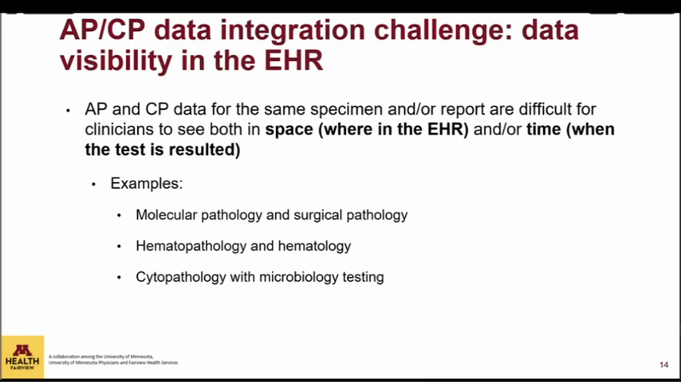And so some classic AP-CP pairs that it's helpful to view together are examples like the molecular pathology and surgical pathology reports, hematopathology, which tends to be built as AP testing, and hematology, which tends to be built as CP testing, cytopathology, which is AP in most places, with microbiology, which is typically built as CP tests.